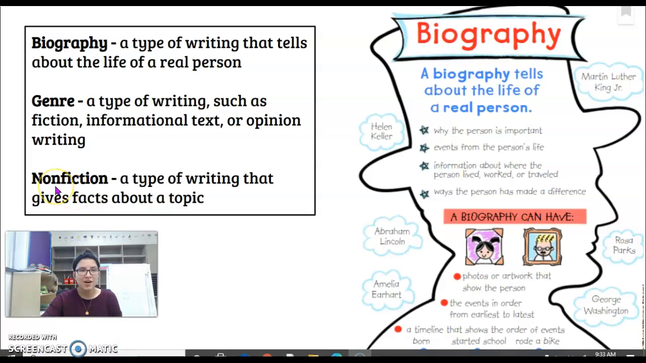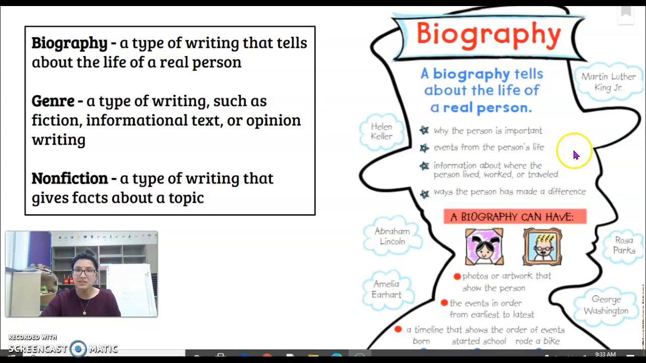Nonfiction. Go ahead and say it with me. Nonfiction. Good. A type of writing that gives facts about a topic. So when it's nonfiction, you know you're going to be learning real information. Okay? So biography, genre, nonfiction. So biography is a genre, and it's a type of nonfiction, meaning we are going to be learning. What are we going to be learning? About a person's life.